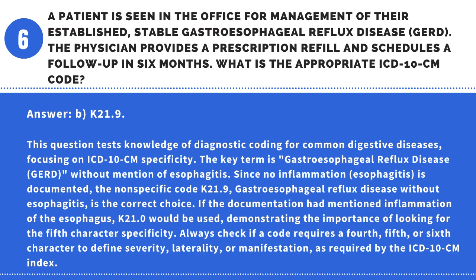If the documentation had mentioned inflammation of the esophagus, K21.0 would be used, demonstrating the importance of looking for the 5th character specificity. Always check if a code requires a 4th, 5th, or 6th character to define severity, laterality, or manifestation, as required by the ICD-10-CM index.